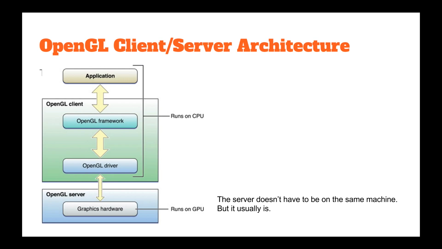And the server doesn't necessarily need to be a graphics card. It could be a machine somewhere on the internet. OpenGL is not really concerned with the implementation of either the client or the server, as long as they conform to the rules that OpenGL puts forth.